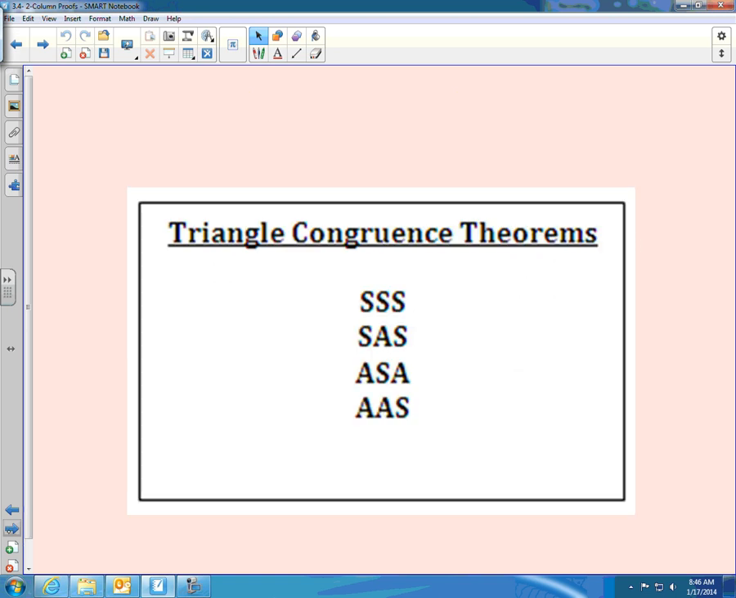I think it's on our next page actually. Our congruence theorems were side, side, side; side, angle, side; angle, side, angle; and angle, angle, side. Remember, there's no AAA and there's no donkeys.